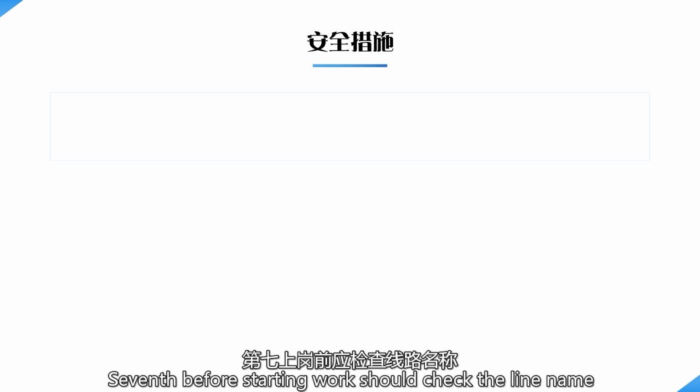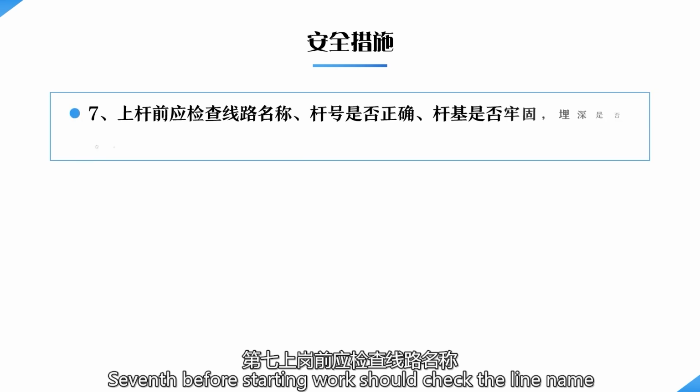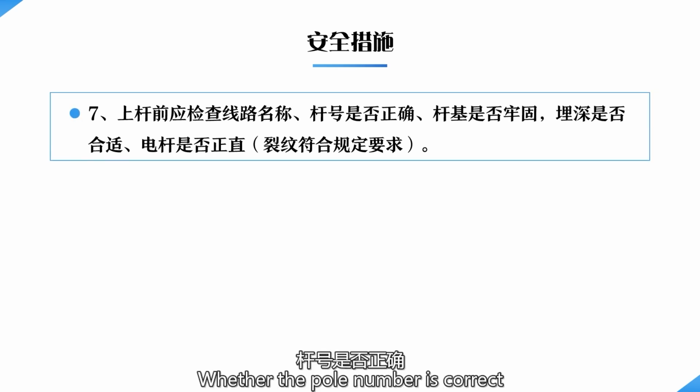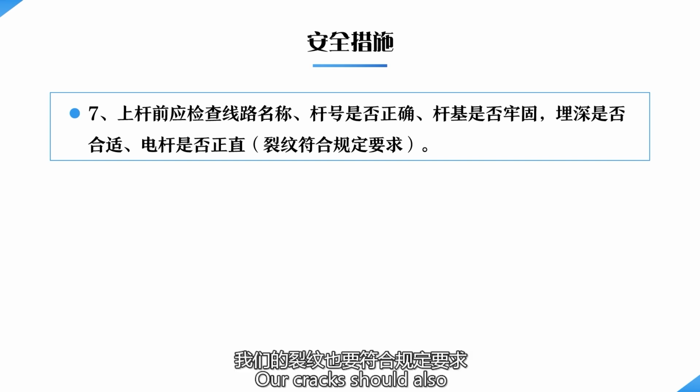Avoid confusion. Seventh, before starting work, check the line name, whether the pole number is correct, whether the pole base is solid, whether the depth of burial is appropriate, whether the pole is straight. Our cracks should also meet the requirements of the regulations.